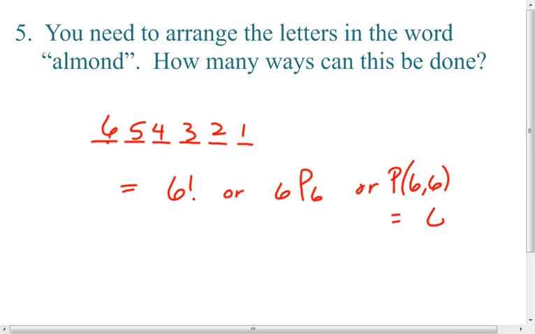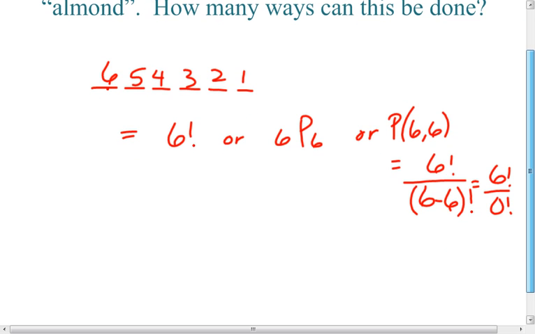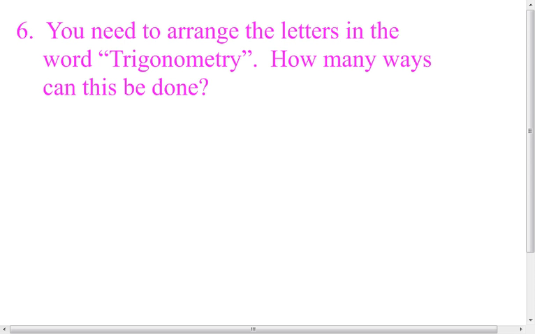Or you could go again like this. And this is 6 factorial over 6 minus 6 factorial, or 6 factorial over 0 factorial. And I know it seems like you can't divide by 0, but guess what? 0 factorial is 1, which seems kind of weird, but it is. Either way you do that, when you punch that into your calculator, however you choose to do it, you should get 720.